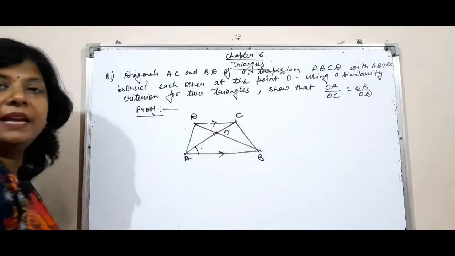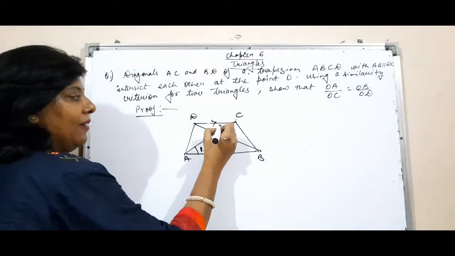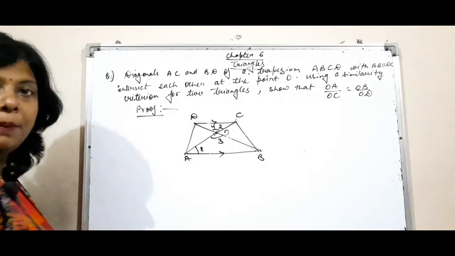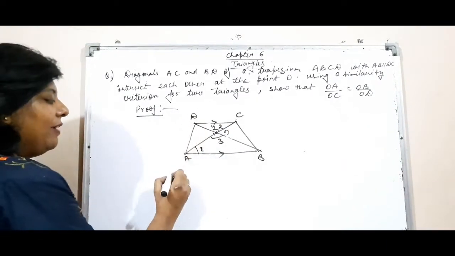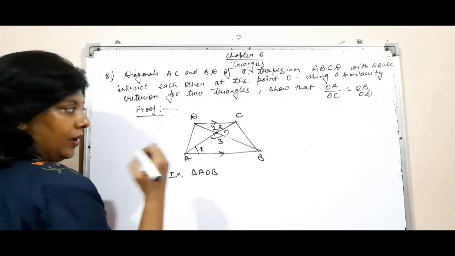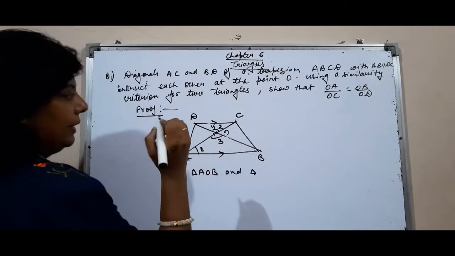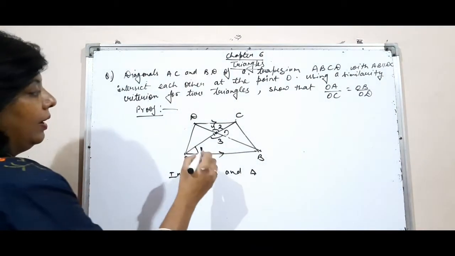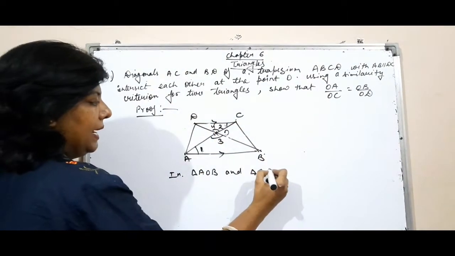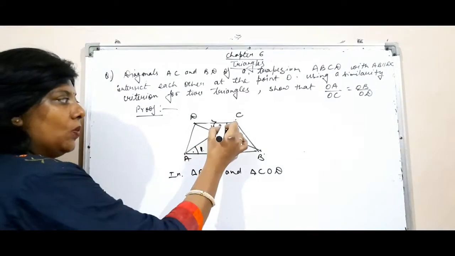Because it is a trapezium, its two sides are parallel, AB is parallel to DC. Therefore, angle 1 equals angle 2 and these two angles are vertically opposite angles. So, how will we prove it? In triangle AOB and triangle COD, angle 1 equals angle 2.